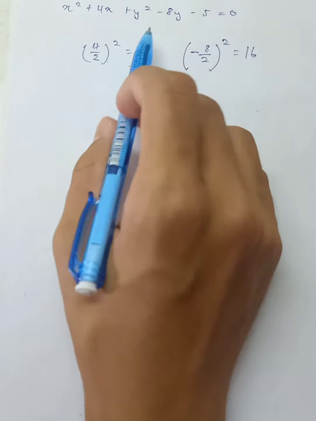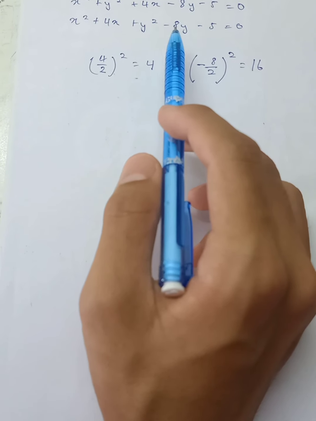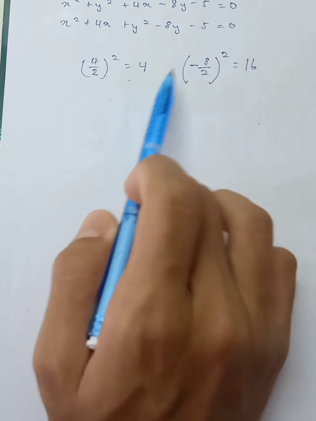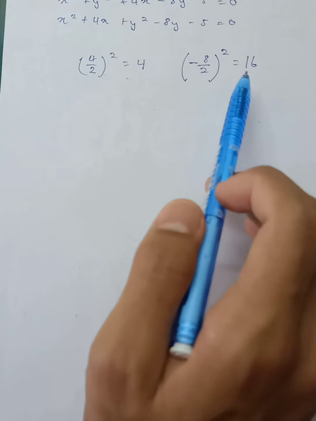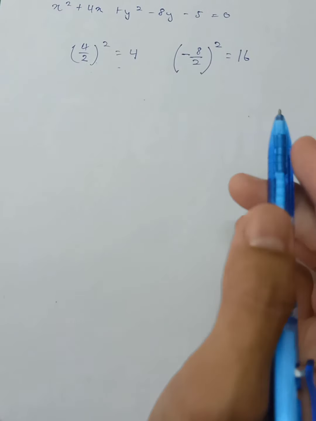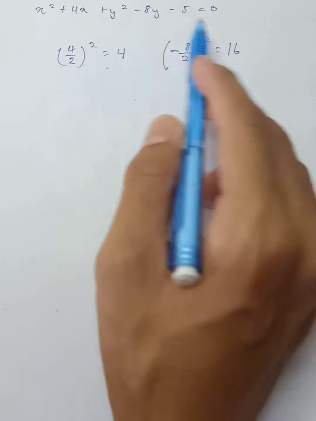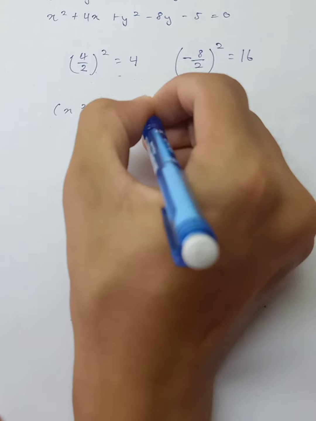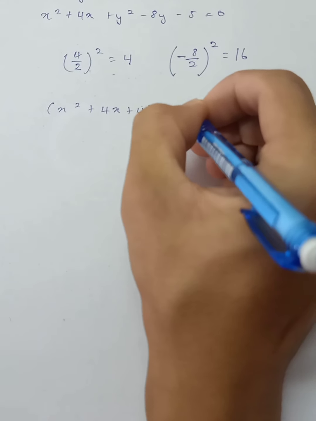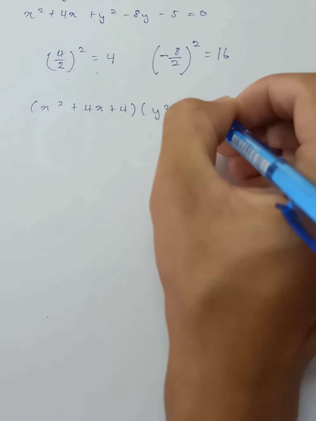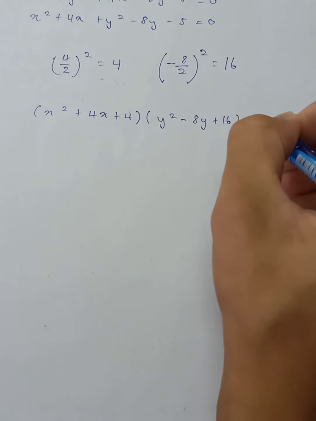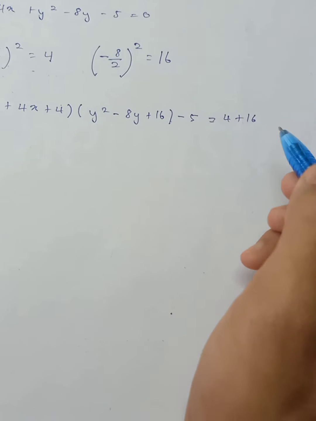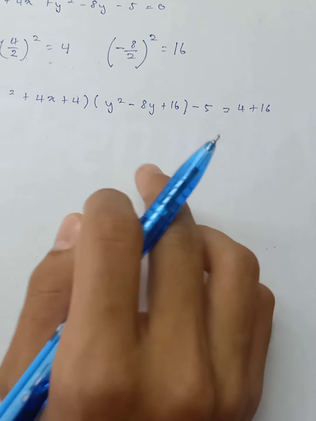Right, I just simplified the operation. We do the completing the square to get this value. From here, we need to put both of the right hand side values into one equation. So factorize it using the completed square. We will get x squared plus 4x plus 4, y squared minus 8y plus 16, minus 5. So put it on one side, 4 plus 16. Right? This is after factorization.